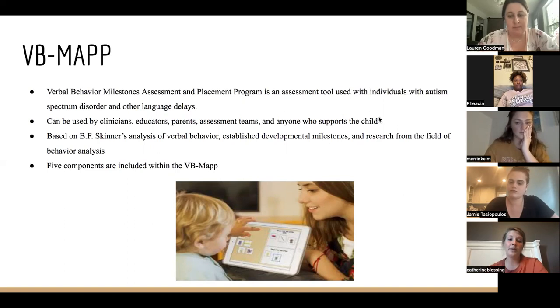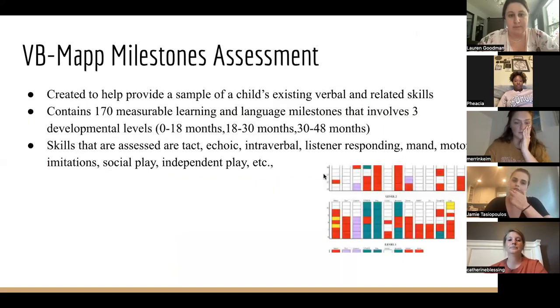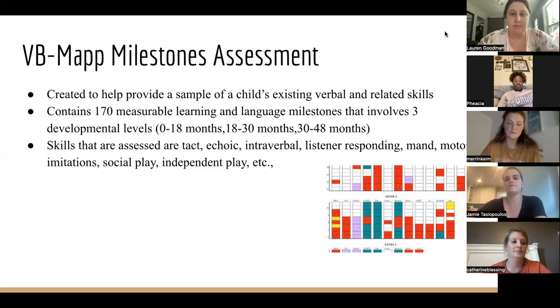There are 5 components that are included within the VB-MAP. The VB-MAP milestone assessment was created to help provide a sample of a child's existing verbal and related skills. It contains 170 measurable learning and language milestones that involve 3 developmental levels, 0 to 18 months, 18 to 30 months, and 30 to 48 months. Skills that are assessed are tact, echoic, intraverbal, listener responding, mand, motor imitation, social play, independent play, and more.